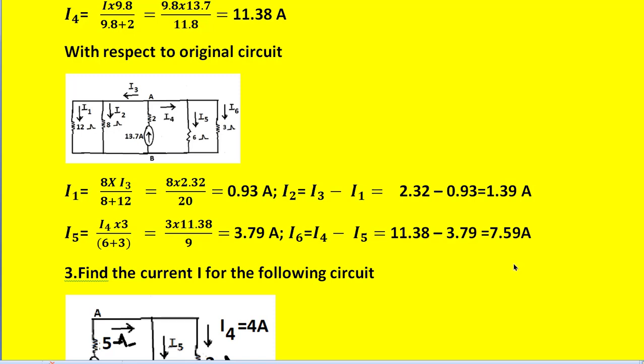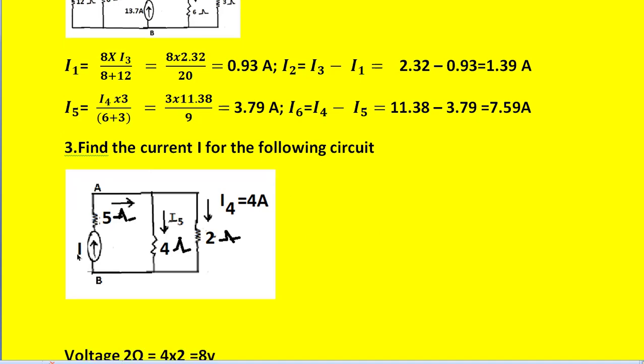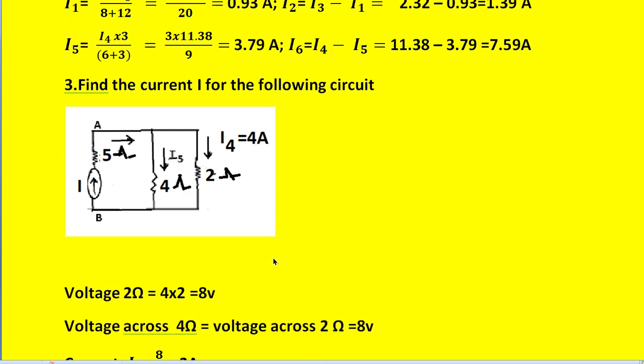Next, another problem: find the current I for the following circuit. This is the current source given as I, and we want to know this current value. For that, the circuit is given like this. One of the branch currents is given as I4, that is 4 amperes, and the other branch current is represented by I5, which is not known.